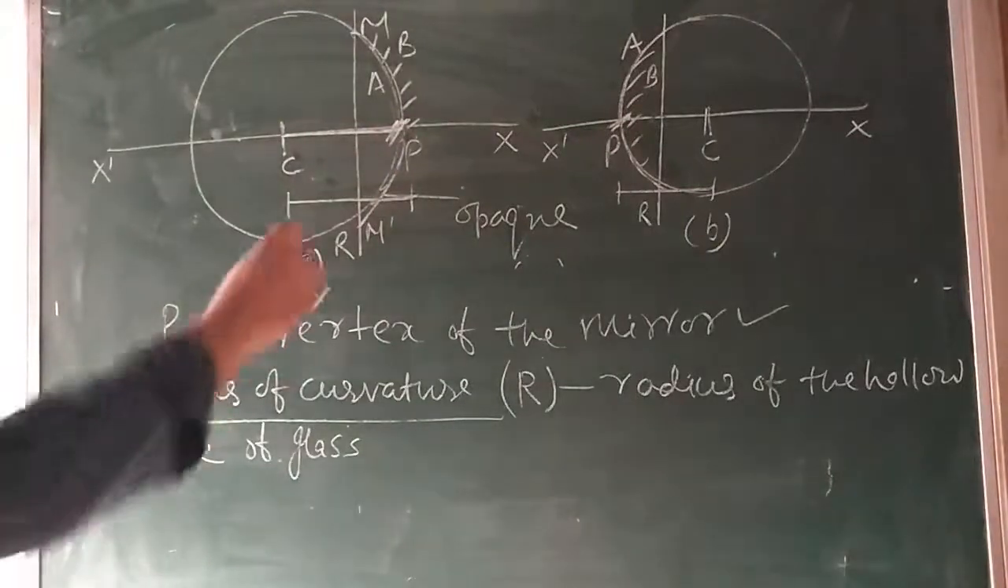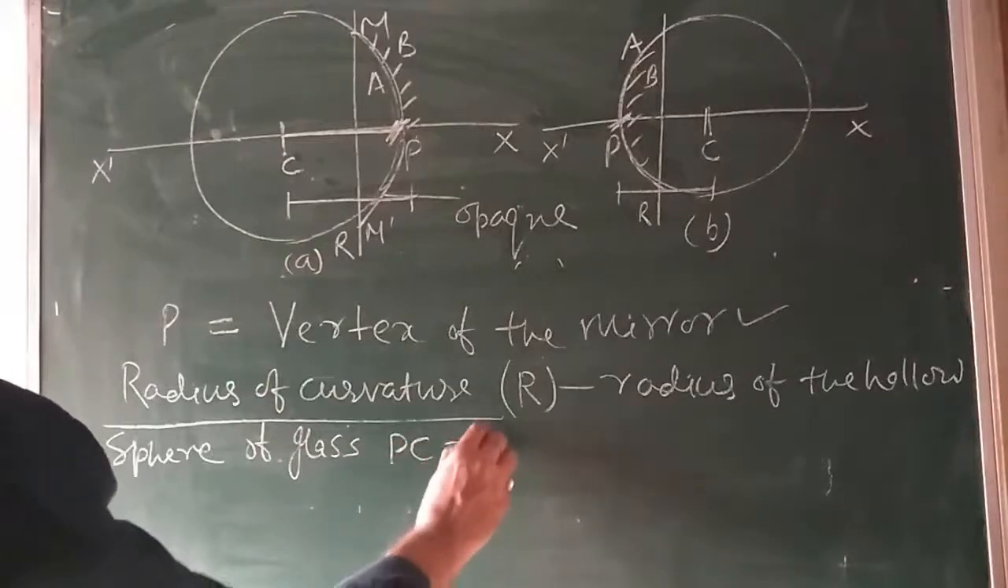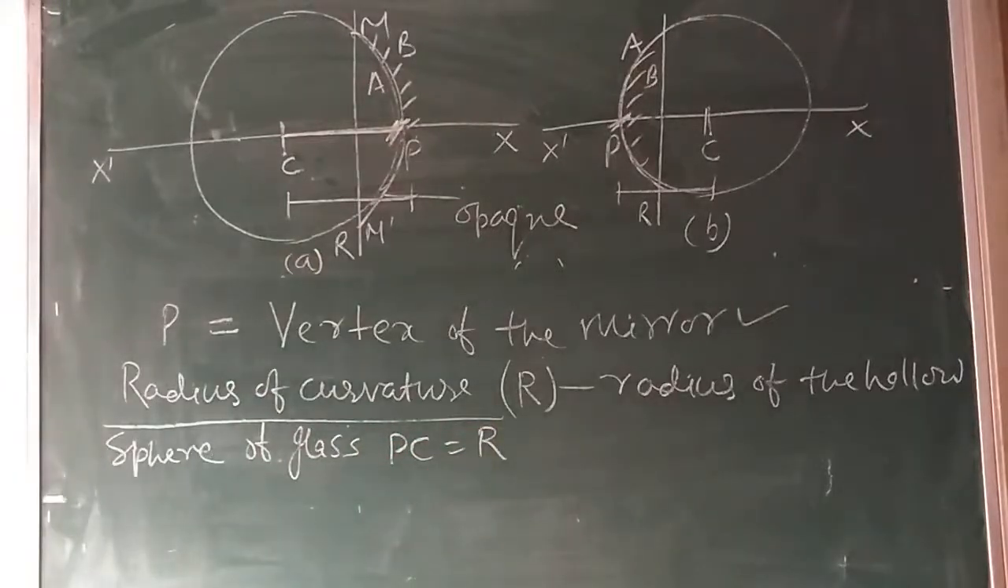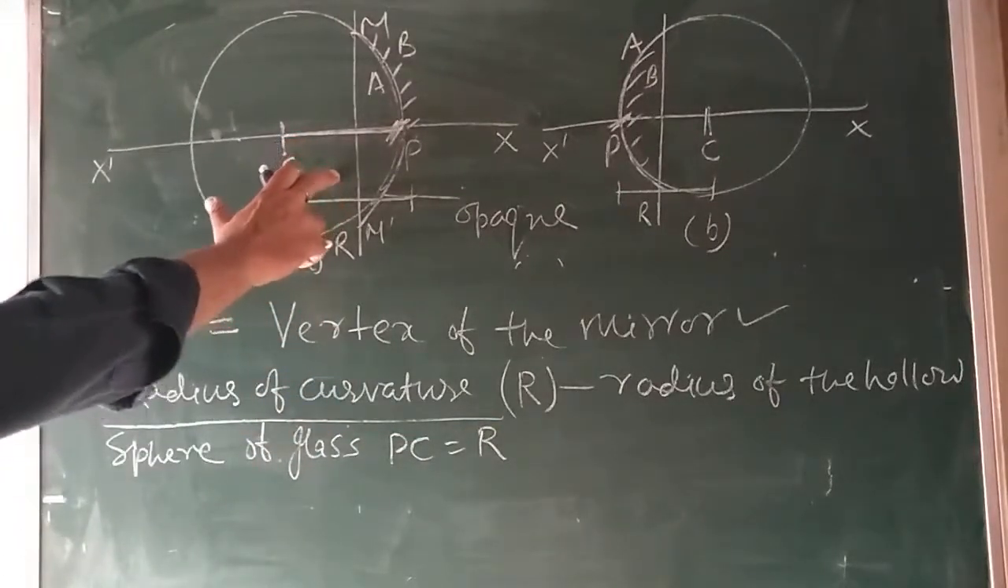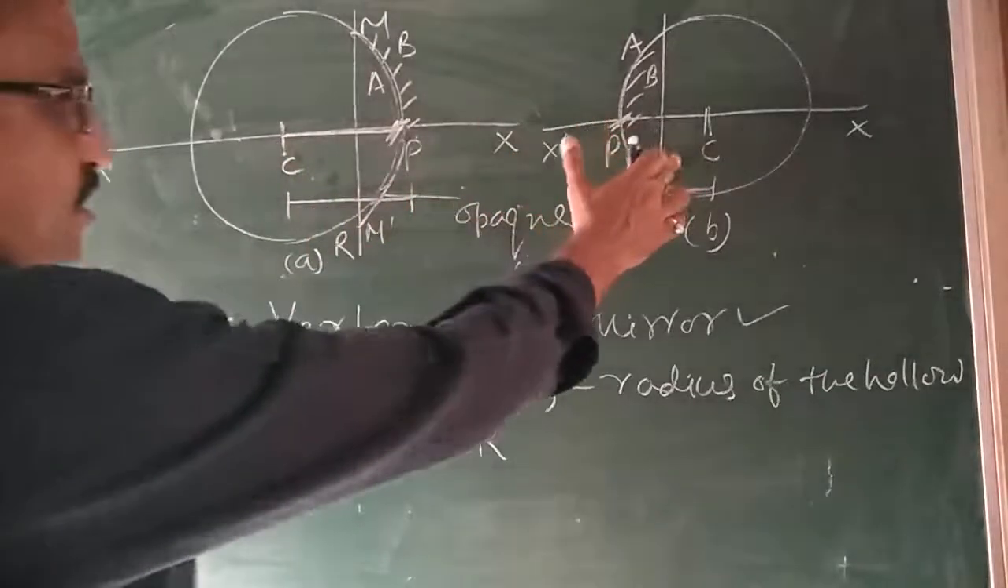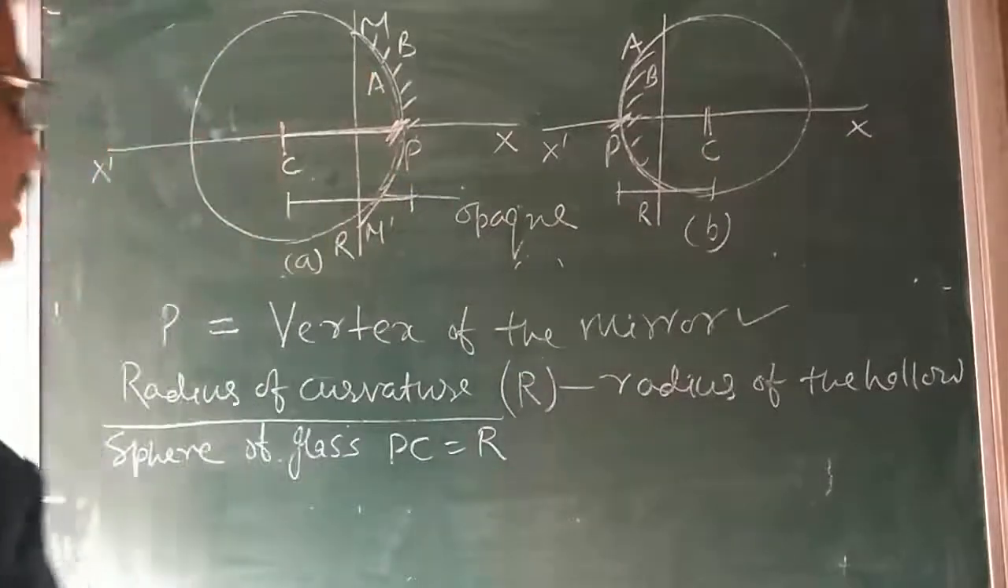Now, the distance PC, you can see here, it is called R. It represents the radius of curvature of a concave mirror in this figure, and it is the radius of curvature of a convex mirror in this figure. This is PC.